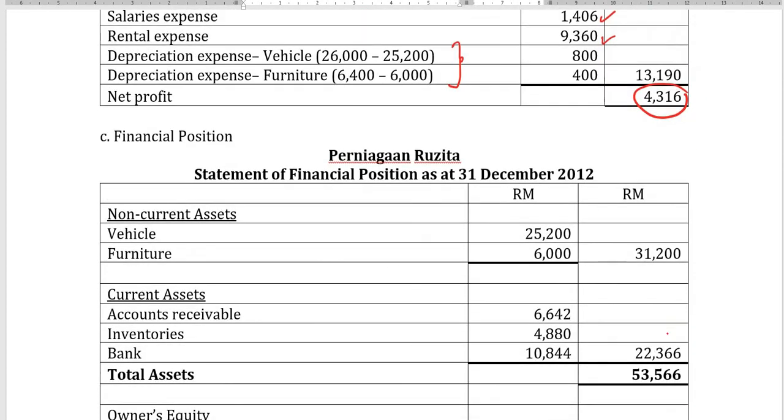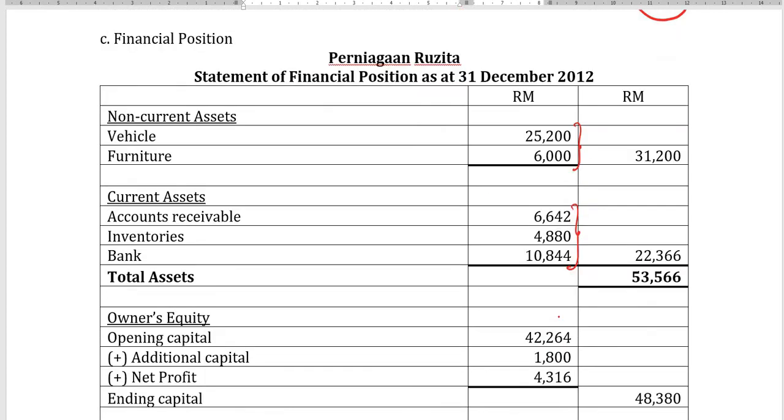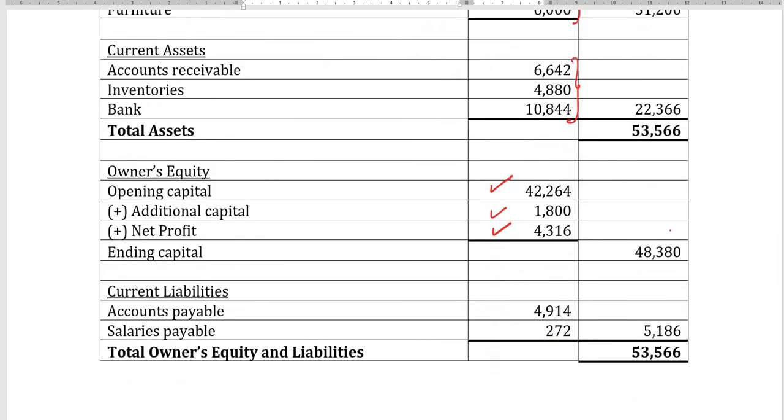Okay, for financial position macam biasa, just list down the balance. Okay, and this one as well. Owner's equity, kita dah kira opening capital. We plus with additional capital. Additional capital ambil dari soalan 1,800 plus the net profit just now you calculated 4316. So kita dapat ending capital 48,380. Okay, and you have two liabilities, so total altogether is 53,566. Okay, that is for question 8.